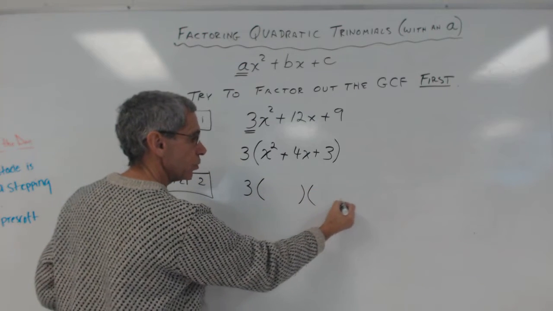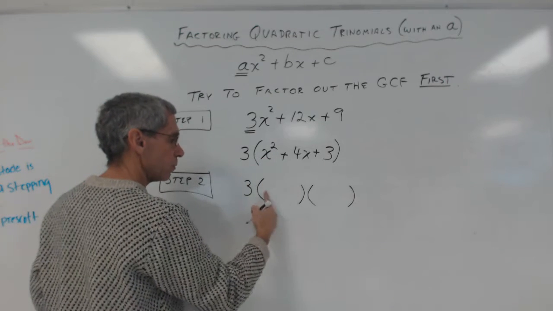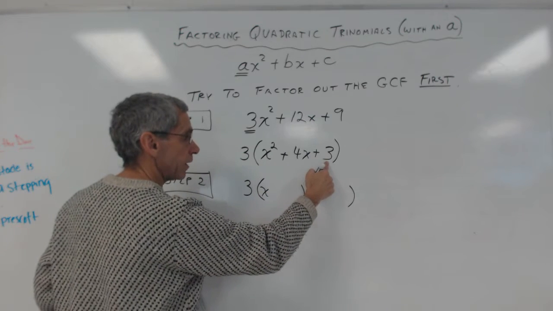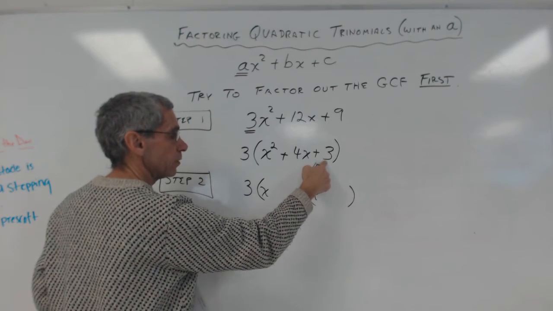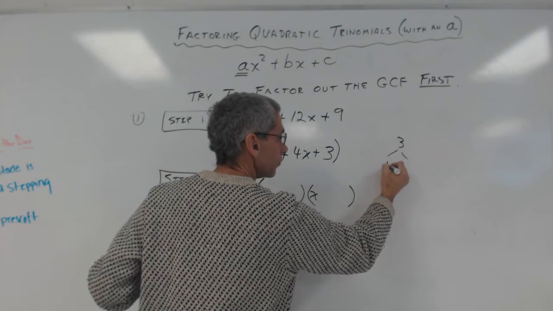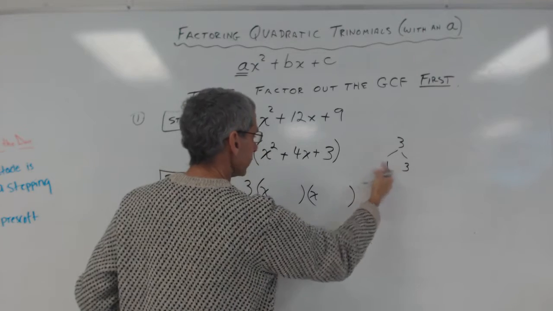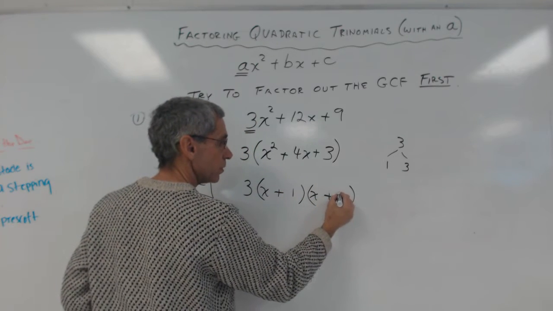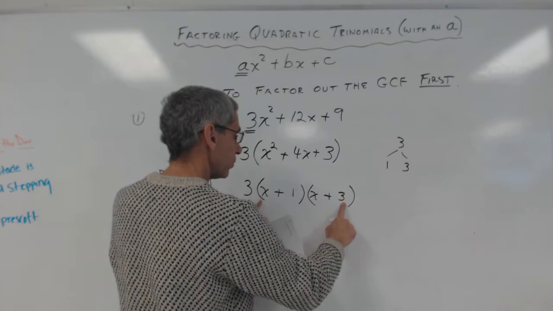I'm going to set my 2 sets of parentheses. To get x squared, my first times my first gives me my x squared. That would be x times x. My last number times my last number gives me the last number here. The only possible option for 3 is 1 times 3. So 1 plus 3 is positive 4. So we're going to do plus 1 plus 3. And I'm done.